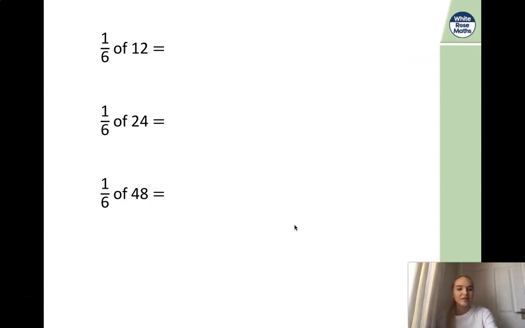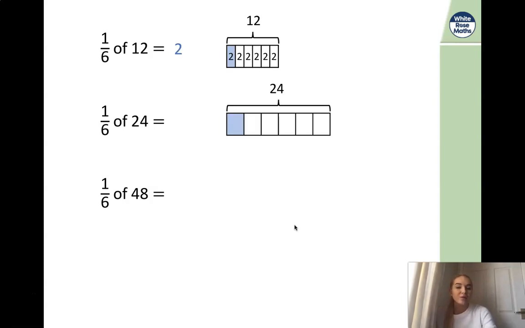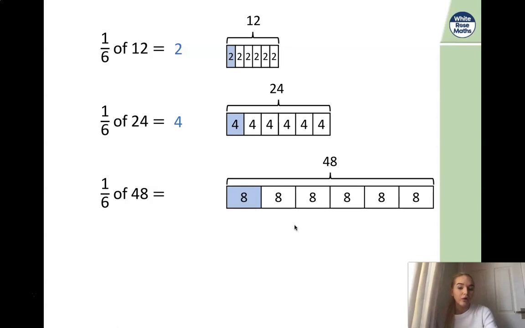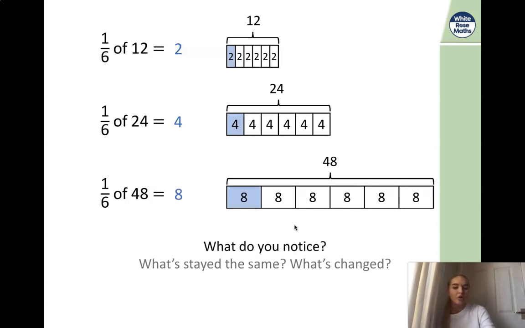Okay, 1/6 of 12 then, we can work out 1/6 is 2. 1/6 of 24 is 4. And 1/6 of 48 is 8. Now, what do you notice? What's the same and what's changed? Pause the video, have a think.